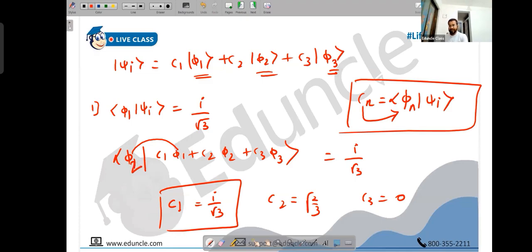Because when you have phi 2, what will you have here? Phi 2 phi 1 will become 0, phi 2 phi 2 will be 1, and phi 2 phi 3 will become 0. You are left with C2 again. So C2 will be the RHS, and then C3 will be the RHS. Is it clear, people? Yes, sir. Good.